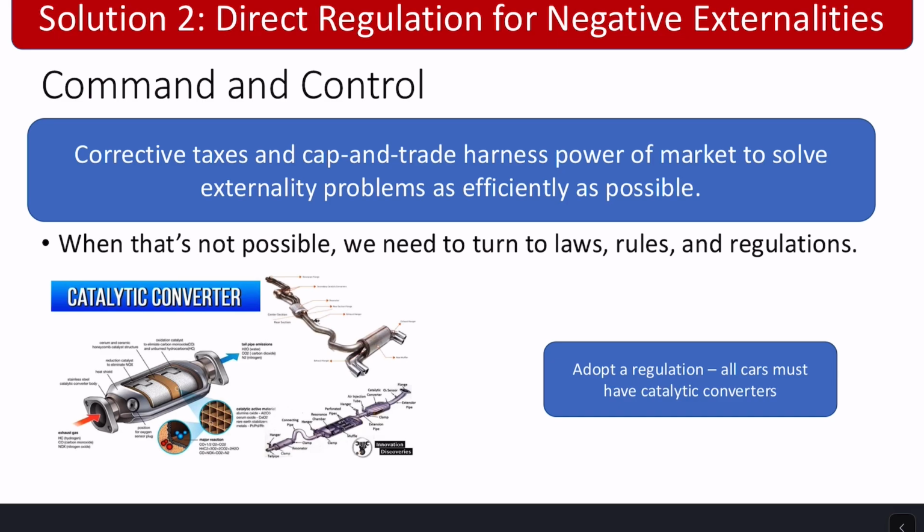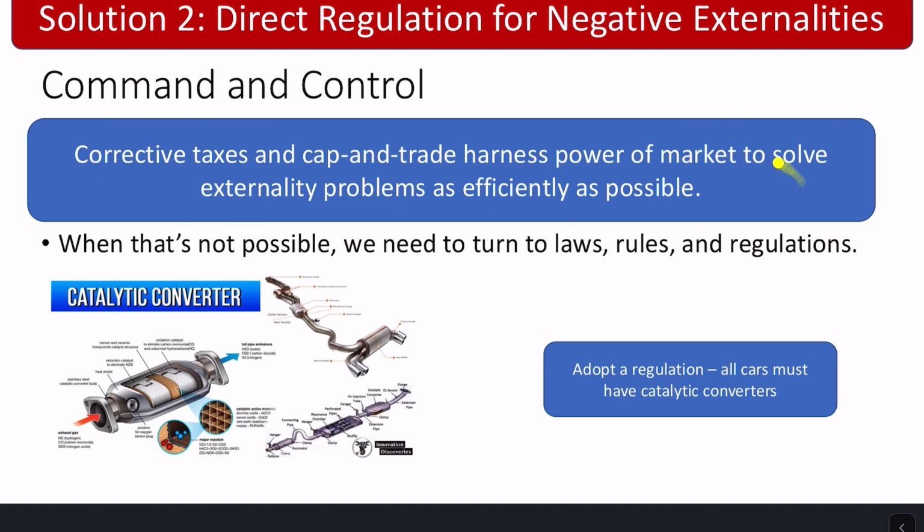Solution 2 to fix the negative externality problem is direct regulation of pollution levels. This is also referred to as a command and control system. This is not a market-based solution to fix negative externalities. Corrective taxes and cap and trade are going to harness the power of the market to solve the externality problem as efficiently as possible. Direct regulation is not going to do this.